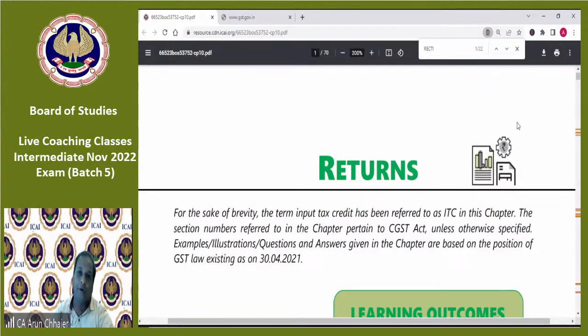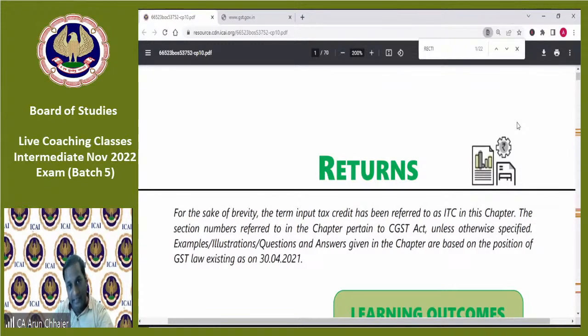No, up to 2.5 lakhs, sir. 2.5 lakhs. Great. What is the threshold limit for HSN code?